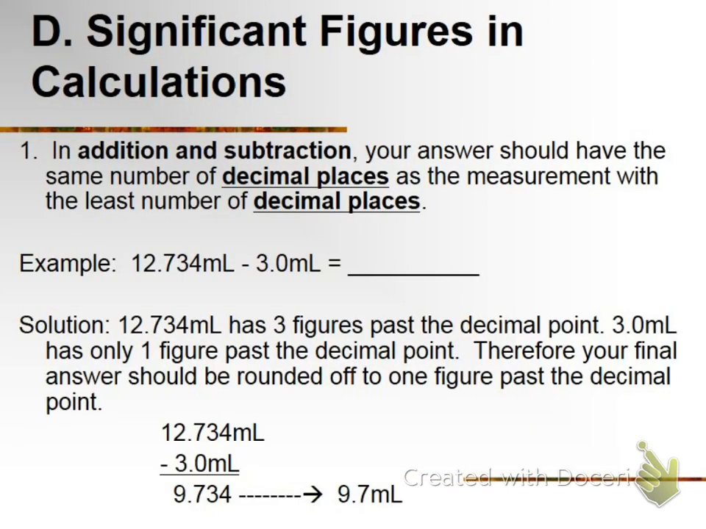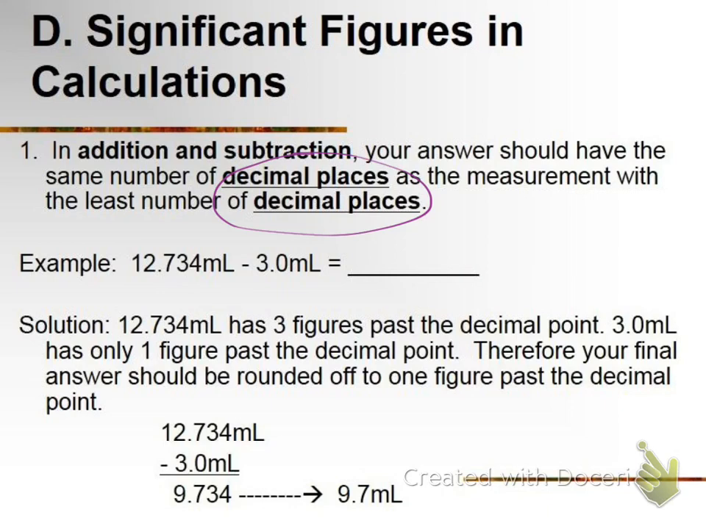Now let's talk about how you do math with them. And this, quite frankly, is the harder part. Because just to keep it fun and interesting, there's different rules if you're adding and subtracting than if you're multiplying and dividing. So if you are adding and subtracting, you are looking at the decimal places. You're looking at only the decimal places. And you match the answer to the one with the smallest number of decimal places.